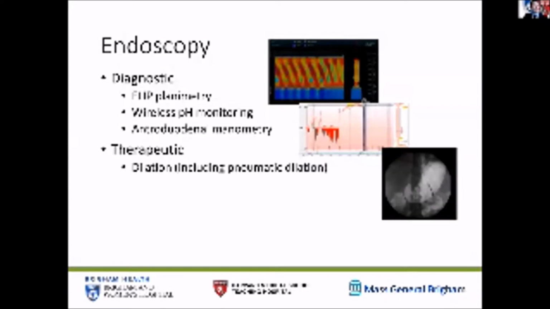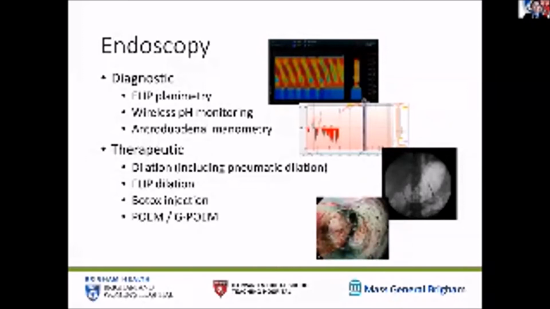Dilation, including pneumatic dilation, is an important part of treating some of these motility conditions, such as achalasia. The FLIP technology can actually also be used for dilation up to 30 millimeters. Botox injection, whether it's to the lower esophageal sphincter, the pylorus, or the anorectum, may also play a role in managing a variety of motility conditions.